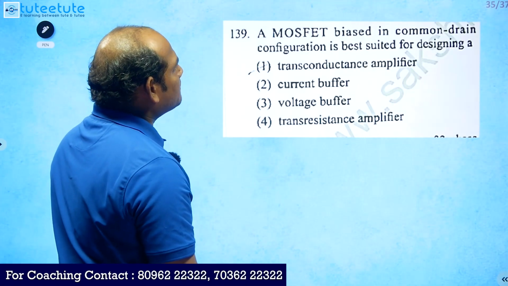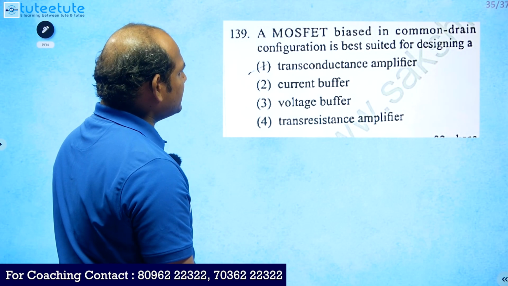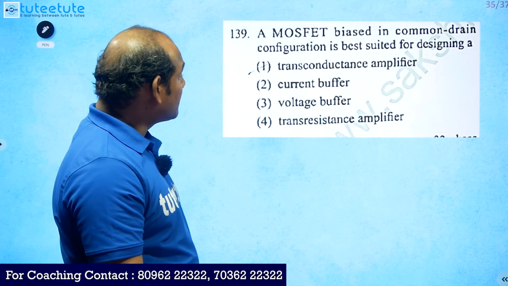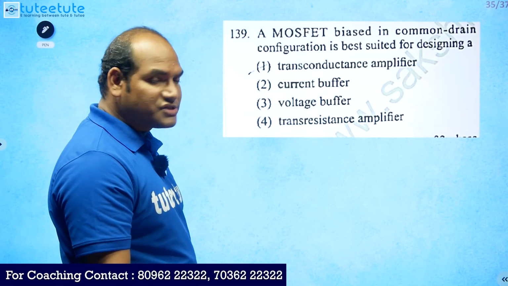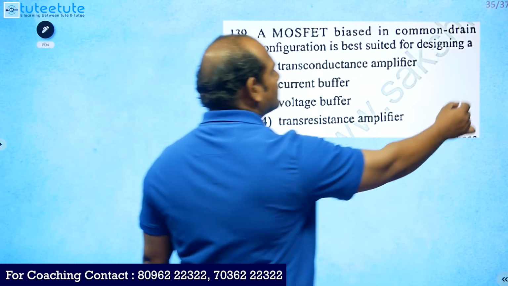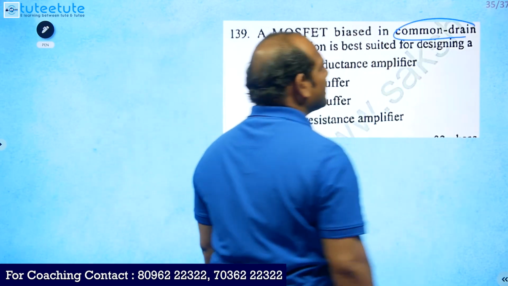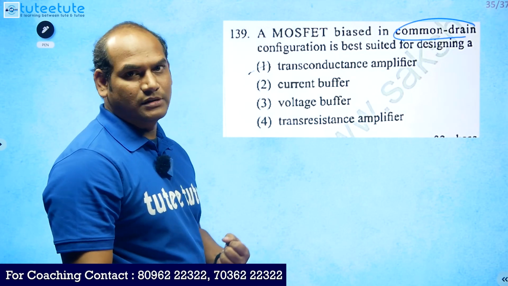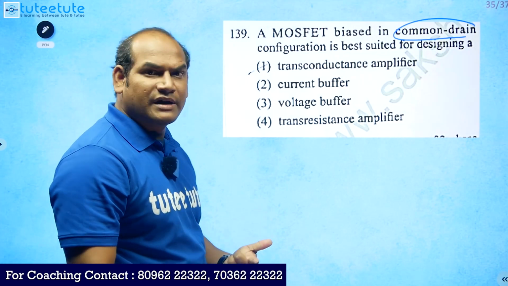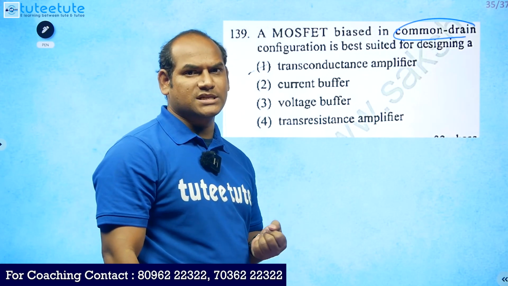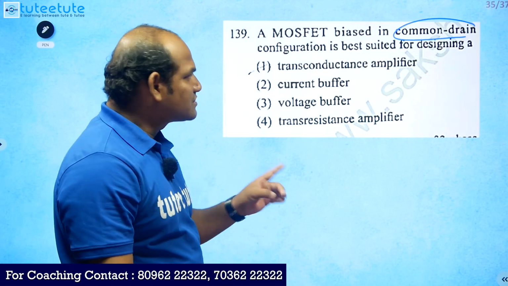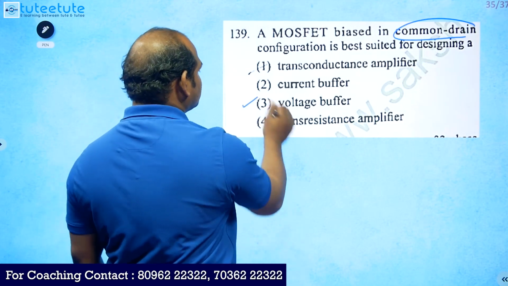Next, a MOSFET biased in the common drain configuration is best suited for designing a transconductance amplifier, current buffer, voltage buffer, or transresistance amplifier. Actually, common drain is comparable to the common collector configuration in the case of BJT. Common collector is the buffer. Common collector has a large amount of input impedance. So input voltage is equal to output voltage. That means it is a buffer. So here also the same thing, voltage buffer.